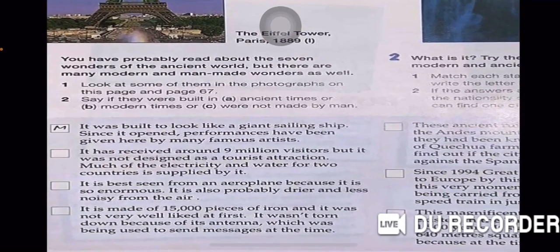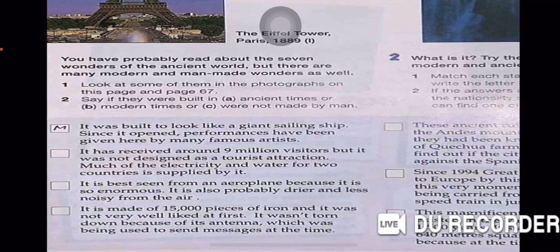It was built to look like a giant sailing ship. Since it opened, performances have been given here by many famous artists. It has received around 9 million visitors, but it was not designed as a tourist attraction. Much of the electricity and water for two countries is supplied by it.